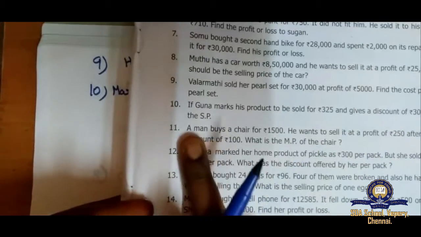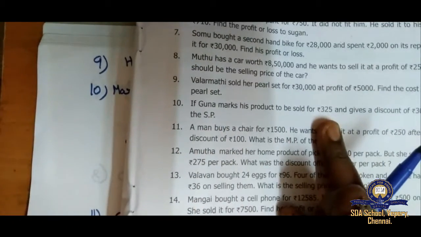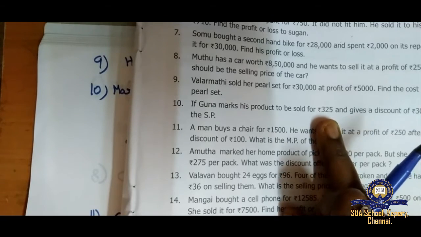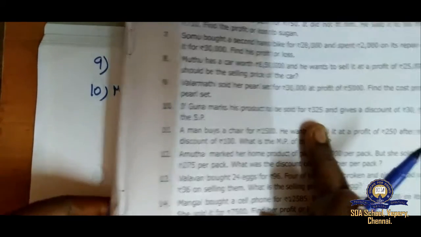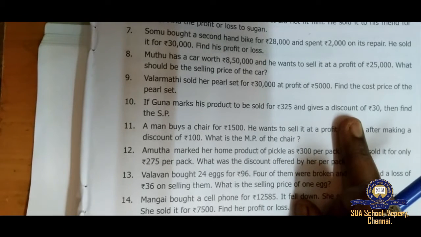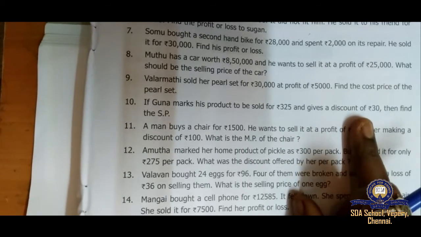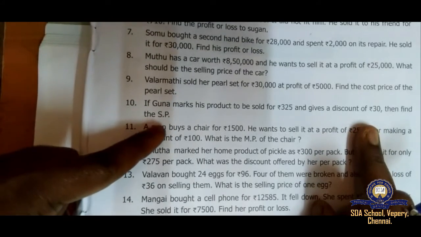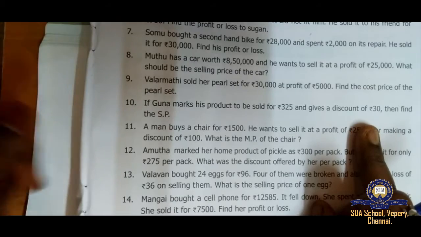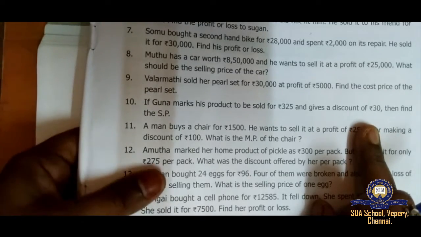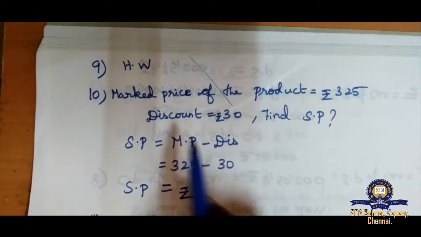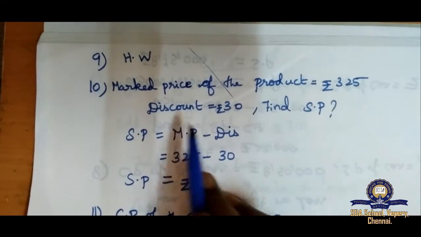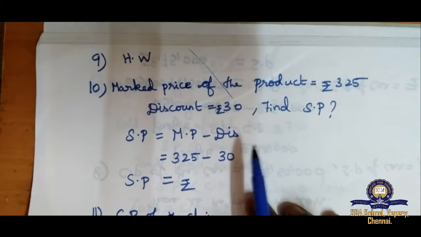If a shopkeeper marks a product to be sold for rupees 325, mark meaning the marked price, and gives a discount of rupees 30, then find SP. So after discounting, how much did he collect for the product when he sold it? Likewise, we have to find out. So see, marked price of the product is 325. Discount is rupees 30. Find SP is the question.